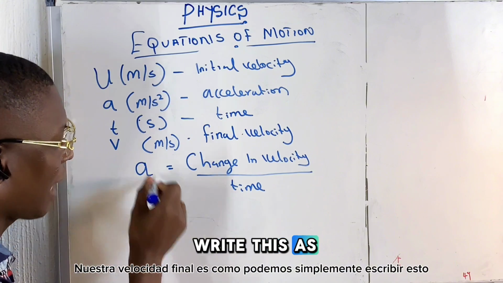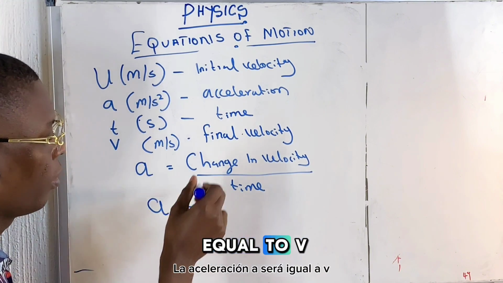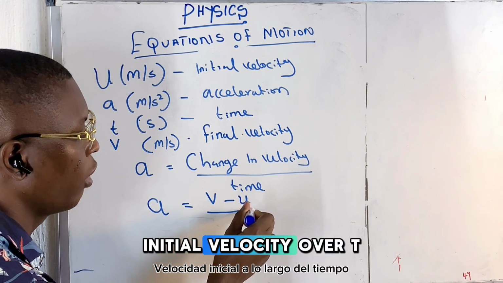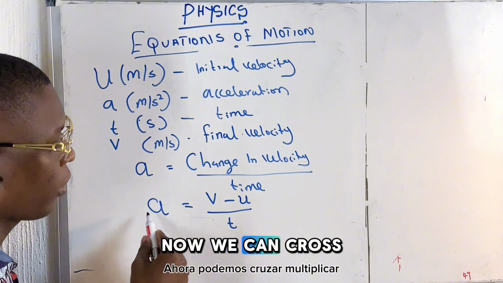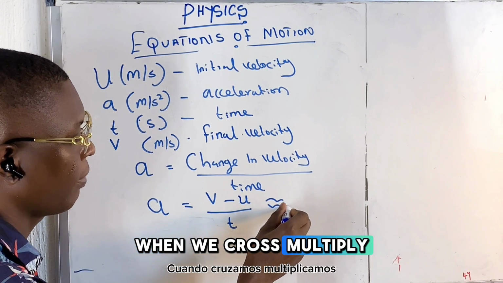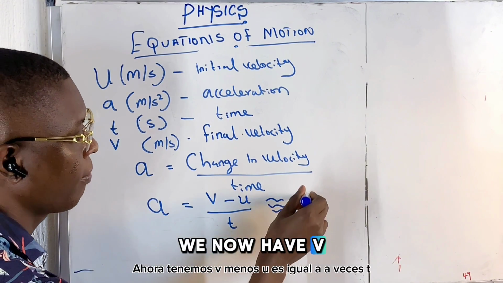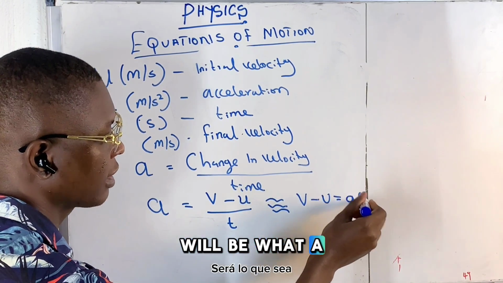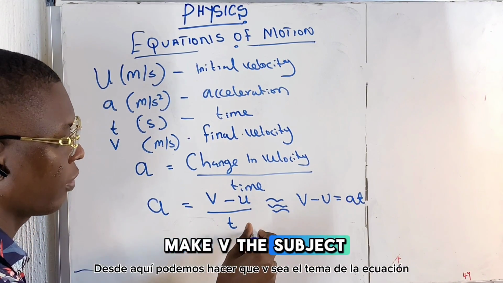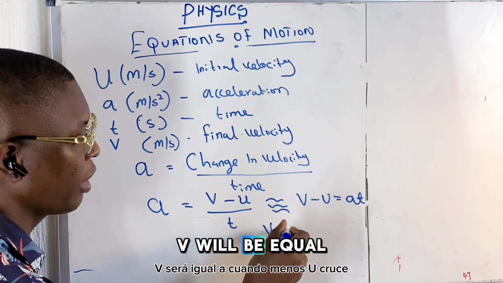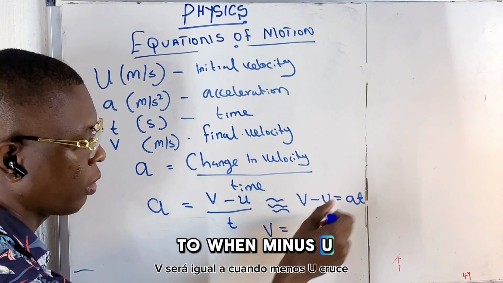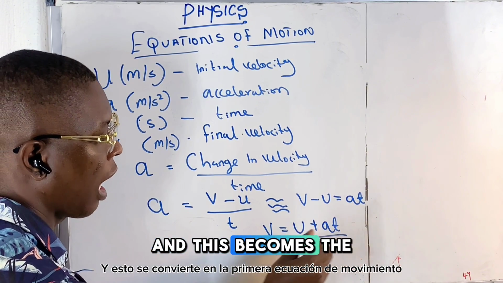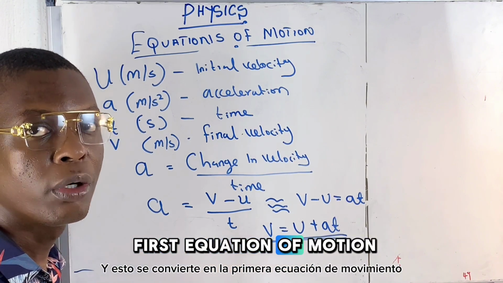We can simply write this as acceleration a equals v, which is final velocity, minus u, initial velocity, over t, time. Now we can cross multiply. When we cross multiply, we have v minus u is equal to a times t, which is at. From here, we can make v the subject of the equation. v will be equal to, when minus u crosses over, it becomes plus u. So u plus at. And this becomes the first equation of motion.